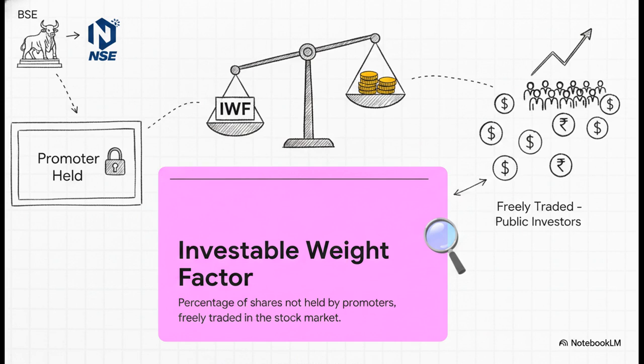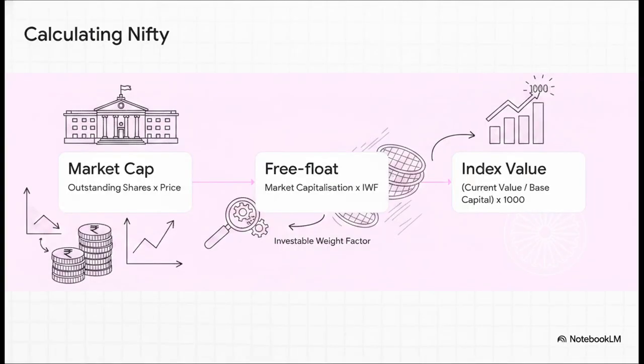You see, both Nifty and Sensex don't just look at a company's total massive size. And honestly, that's a good thing, because otherwise a handful of absolute behemoths would just skew everything. Instead, they use what's called free float market capitalization. And the IWF is kind of the secret sauce here. It represents only the proportion of a company's shares that are not held by directors or promoters. These are the shares that are literally just floating around, completely available to be freely traded by regular, everyday public investors like us.